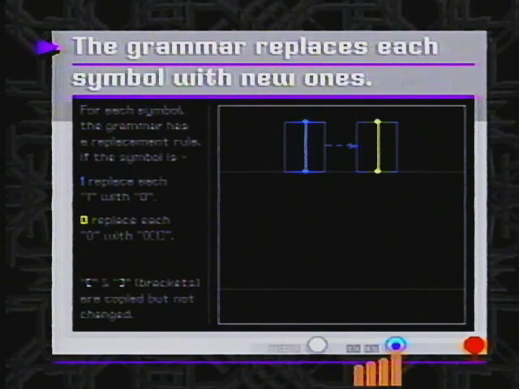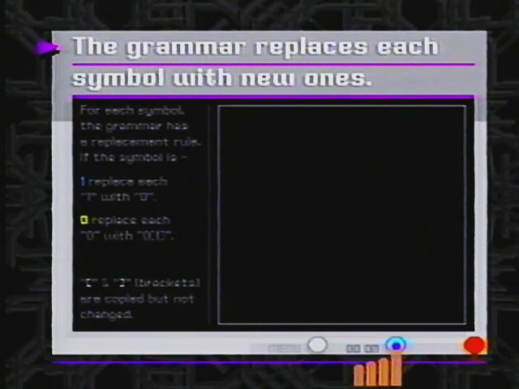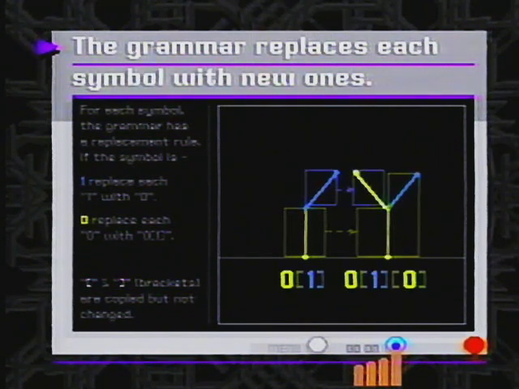Earlier, we discussed how the grammar substitutes or replaces facts to change the description of each branch part. The program applies the grammar to the symbols 1 and 0 and the left and right brackets to change the description of the branch parts. For each symbol, the grammar has a replacement rule. If the symbol is a 1, replace it with a 0. If it's a 0, replace it with a 0 and a 1 enclosed in brackets, just like you see on the screen. The brackets are copied, but they're never changed.